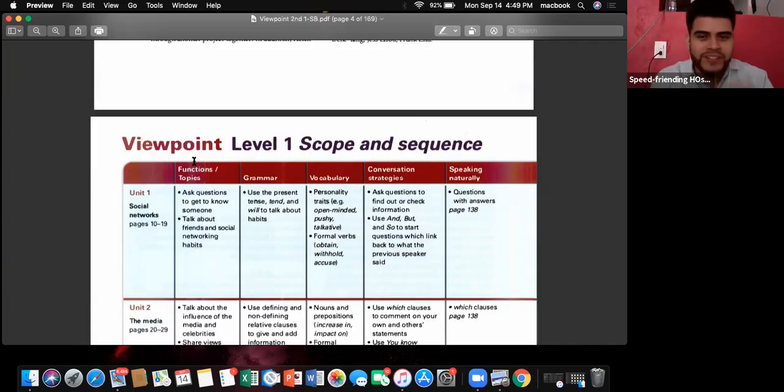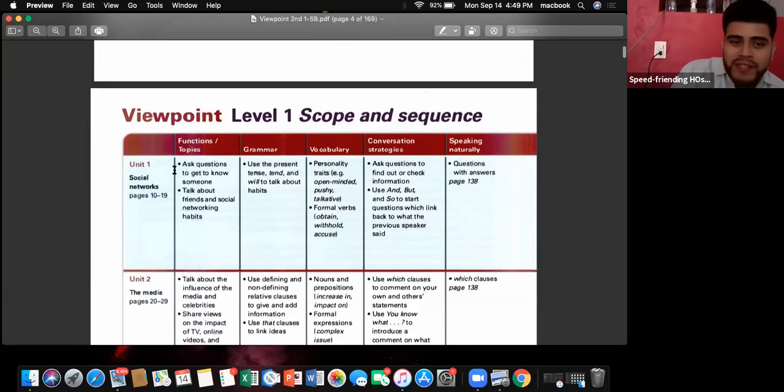But of course, this is level 5. We're not going to learn the verb to be. We're going to learn a little more complicated things. This part right here, scope and sequence, tells you what we're going to be learning. The most important things are the functions: ask questions to get to know someone, talk about friends and social networking habits. Then conversation strategies. This is important when you have a conversation, especially if it's difficult for you to have a conversation.